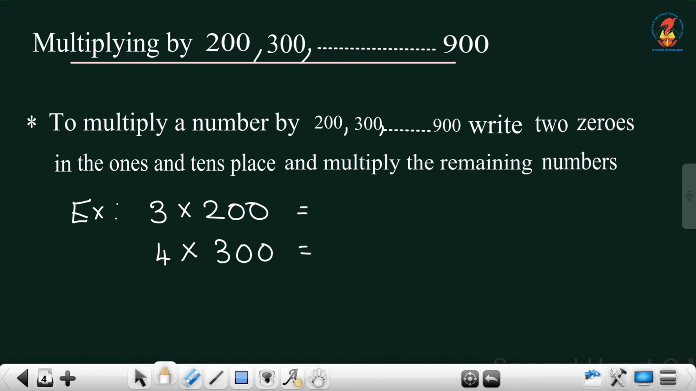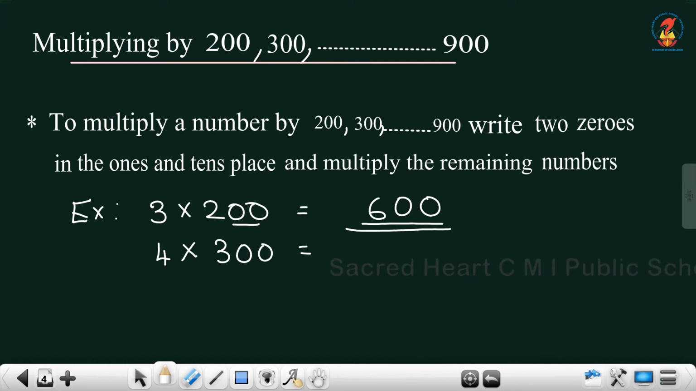Multiplying by 200, 300, 400, 500 and so on. To multiply a number by 200, 300 and so on, write 2 zeros in ones and tens place and multiply the remaining numbers. Let's see. Example, 3 into 200. How many zeros are there? 2 zeros. You have to put those 2 zeros in ones place and tens place. And multiply the remaining numbers. 3 2s are 6. You get 600 over here.